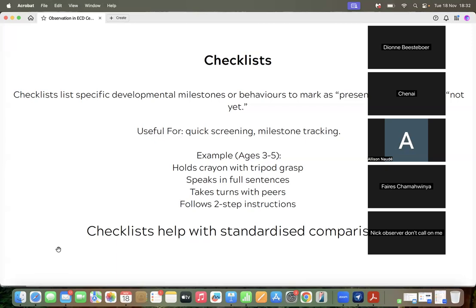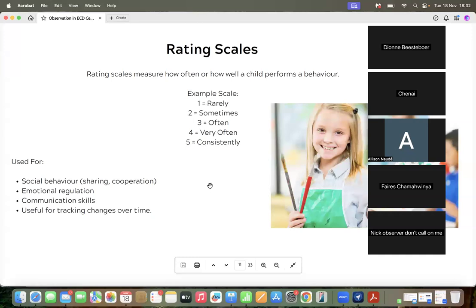Thank you, Leanne. Okay, we can just go to the next slide. Rating scales. Rating scales measure how often or how well a child performs or even behaves.